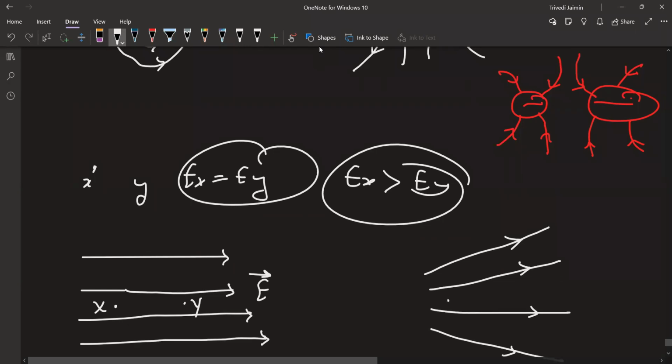So if I choose a point here X, and a point here Y, the closer the electric field lines, the higher the strength will be. It is similar to the magnetic field. Electric field and magnetic field properties are almost 99% similar. Even we can say approximately 100%. A few differences we'll see in magnetism, the third chapter.